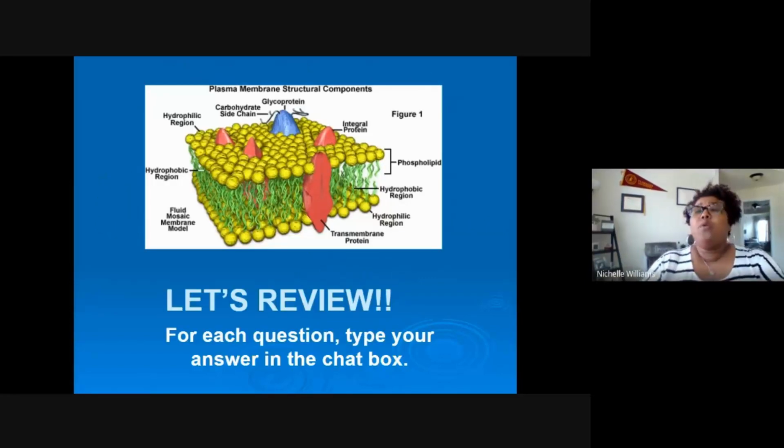All right, so before we jump into what we're going to do today, we always like to recap. So let's review what we talked about yesterday. So yesterday we talked about what structure? The plasma membrane. Right, and you'll see this diagram. We talked about components, what it's made of, and some of the features of the plasma membrane. So let's do a quick review of what we talked about yesterday. Let's see what you remember.